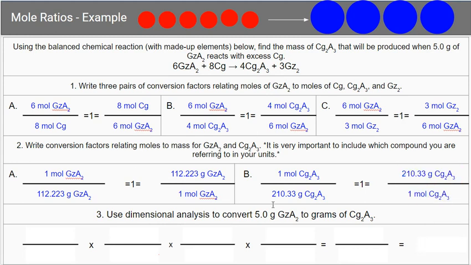So now we have all the tools that we might need. And honestly, we have more than we need, right? We don't need all of these tools, but this is a good time for you to demonstrate to me and to affirm for yourself that you do understand this. Next thing we're going to do is we need to use dimensional analysis to convert.